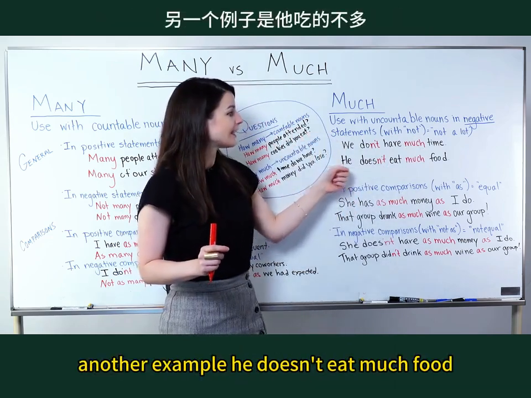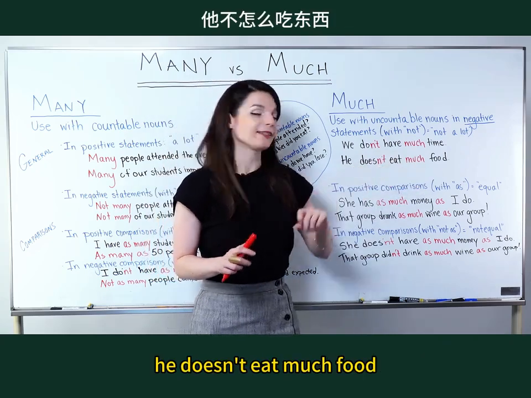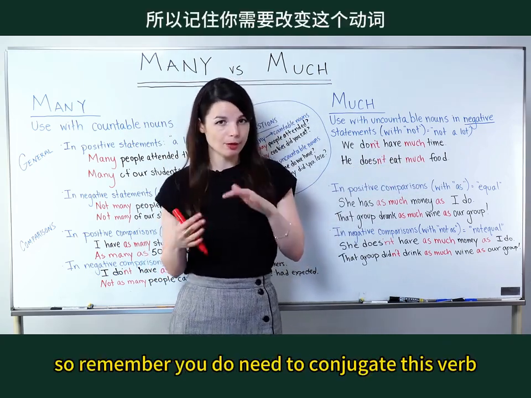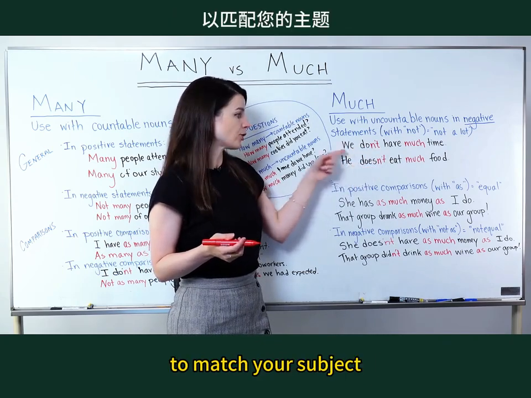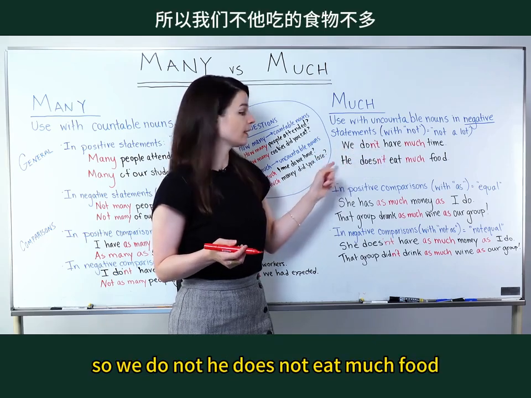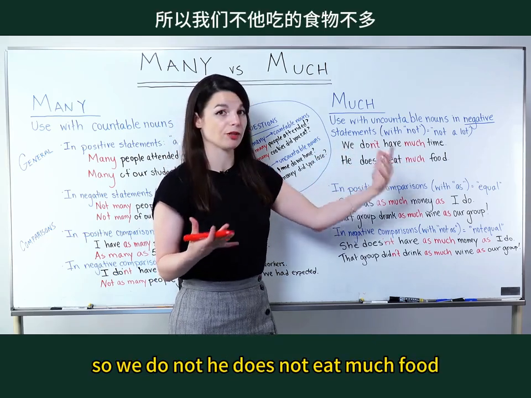Another example, he doesn't eat much food. So remember, you do need to conjugate this helping verb to match your subject. So we do not, he does not eat much food.